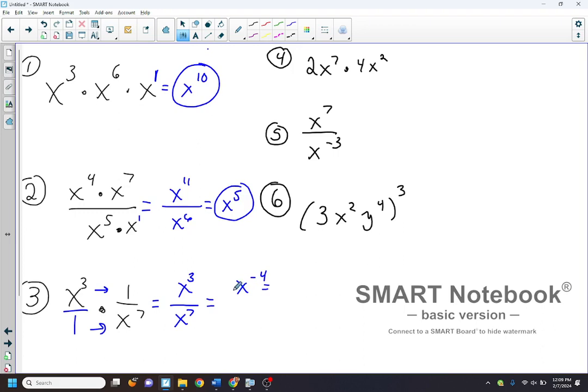Because it's x to the negative 4, I'm going to move that to the bottom. So it's 1 over x to the 4. Where did the 6 come from? Oh, that's not a 6, that's an error. Okay. My bad, yeah.